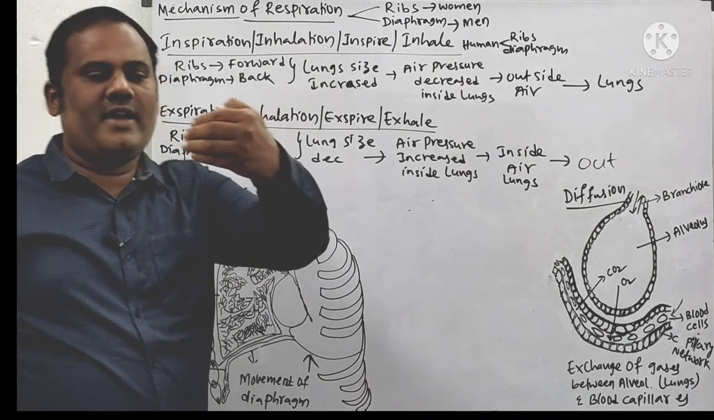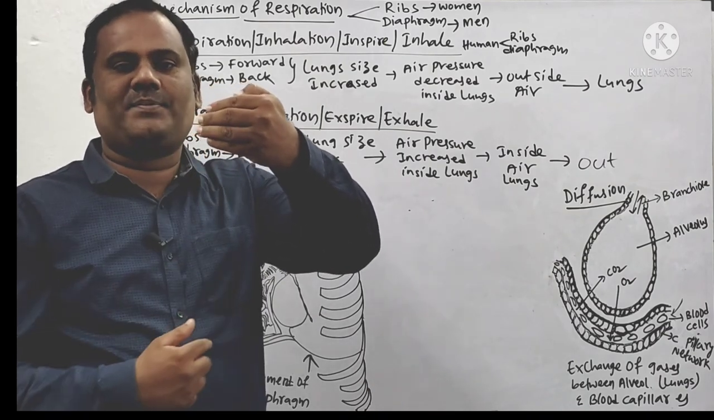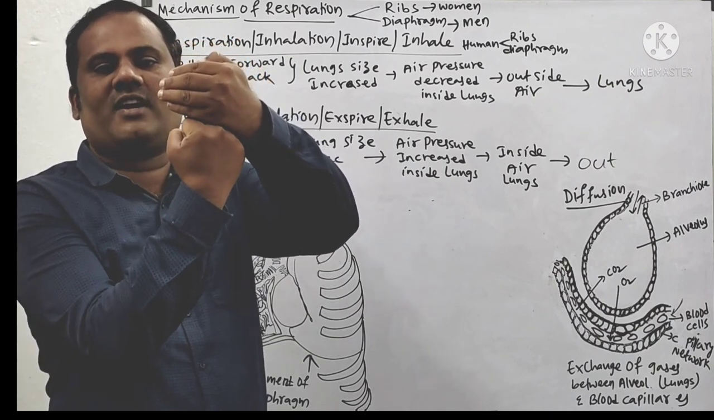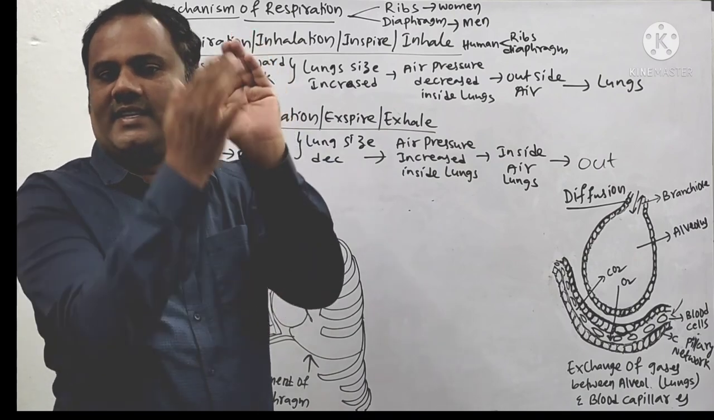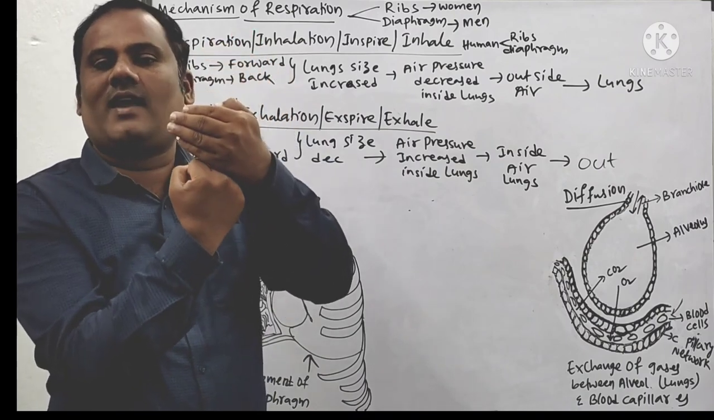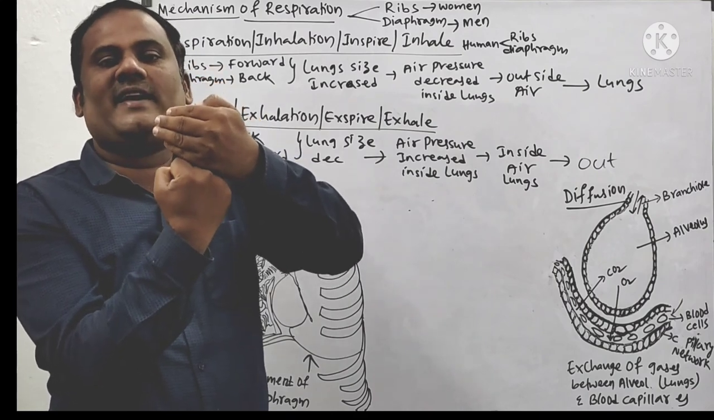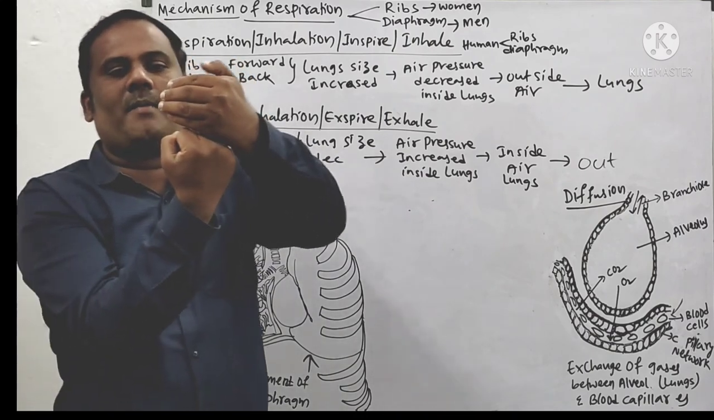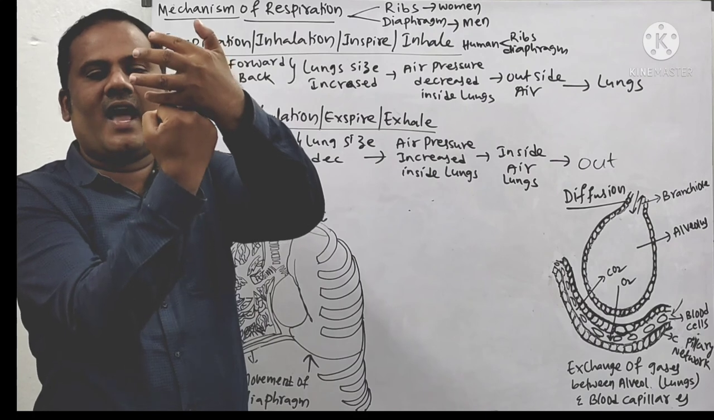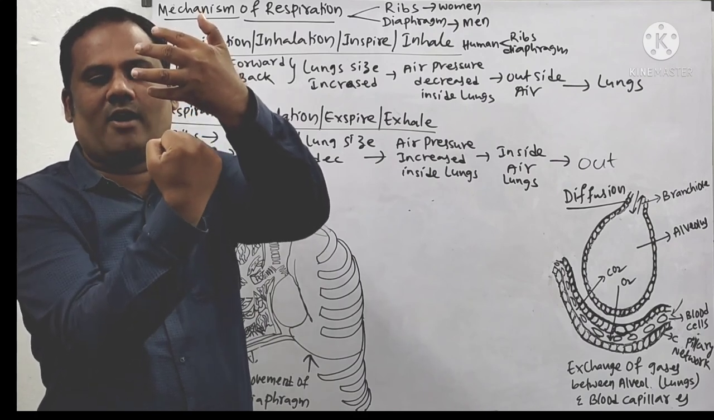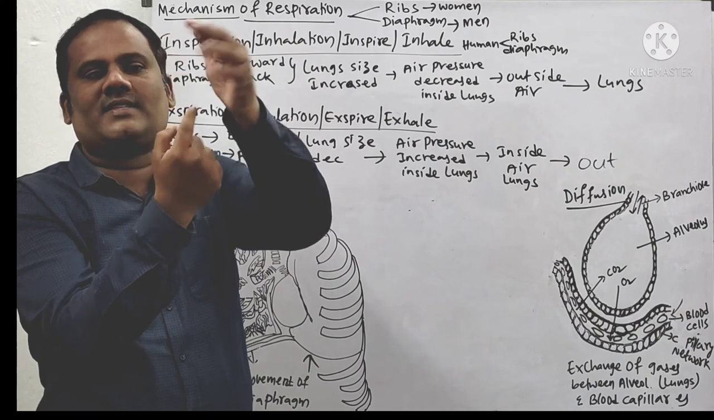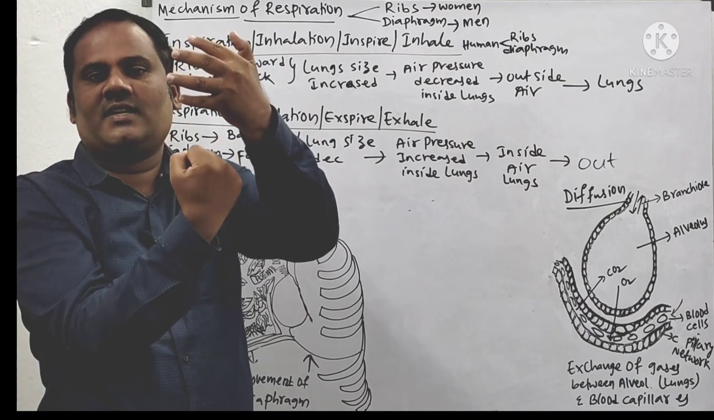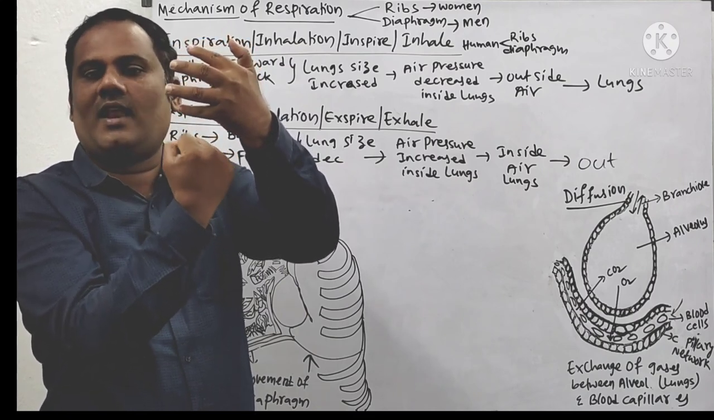Now practically, imagine that the fingers of my hand are the ribs, and this lower hand is the diaphragm. The empty space inside my hand is the lungs. First I will explain inhalation. During inhalation, the ribs come forward and the diaphragm is pulled backward, coming down. So the size of the lungs increases, and when the size of the lungs increases, air pressure automatically decreases. Then outside air is diffused into the lungs.